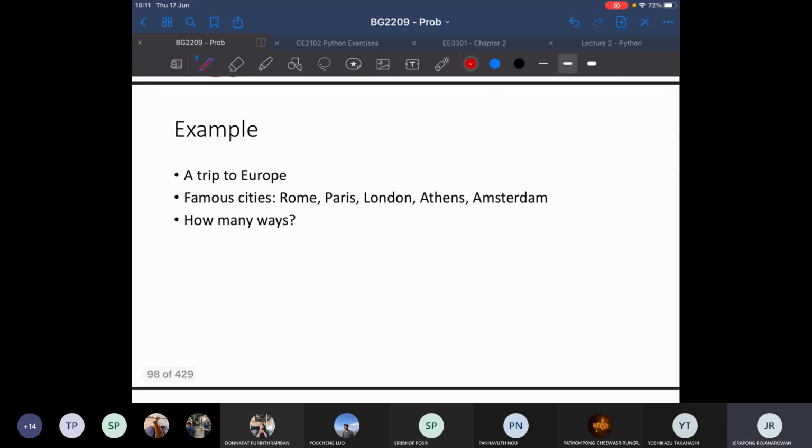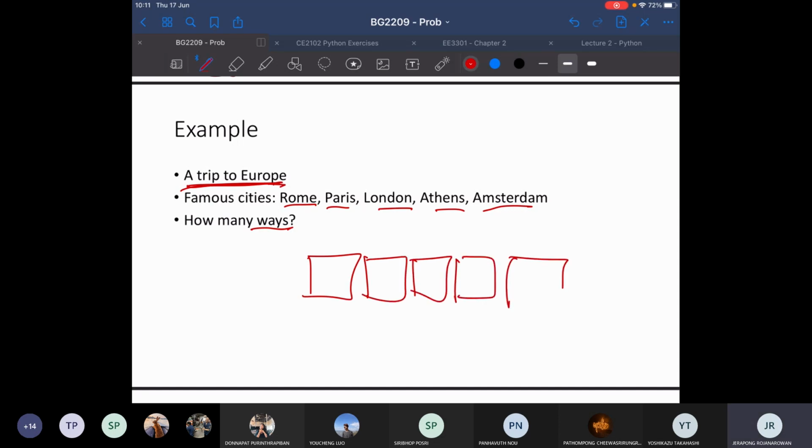Alright, now you have this summer, maybe you plan for a trip to Europe. You have to visit some city. How many? 1, 2, 3, 4. You visit 5 cities. How many ways can you do it? Okay, you have 5 cities that you have to visit, right? So what is the first one? It can be Rome, Paris, London, Athens, Amsterdam.